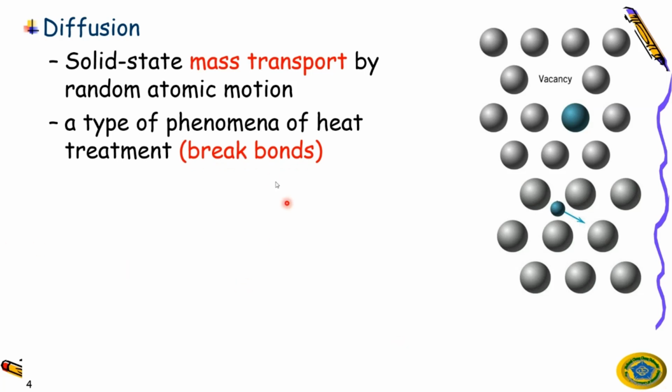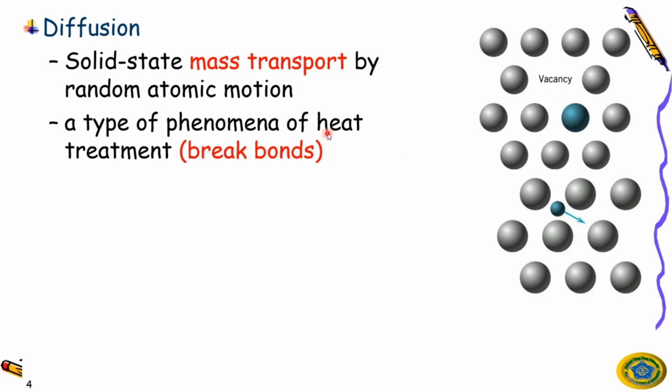So that means the break bonds. If you have this atom and this atom need to move to this place, this is called diffusion. You need to have a vacancy. If there is no vacancy, there is no diffusion. So this one needs to move to here. This one needs to break bonds between the adjacent atoms and then form the bonds. So you need to break bonds and form the bonds.